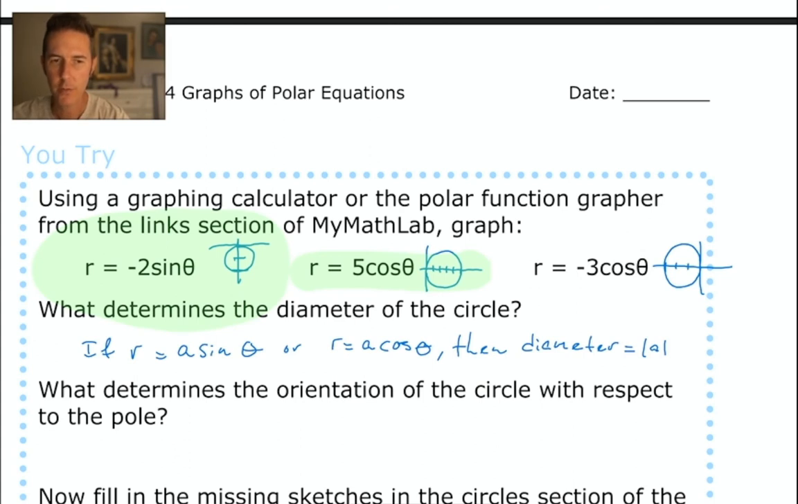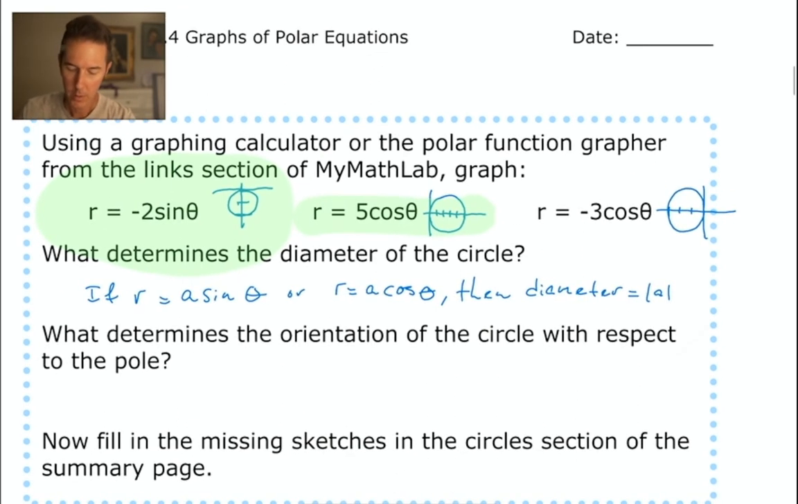What determines the orientation of the circle with respect to the pole? Sine versus cosine. And if our a value, the coefficient on our trig function, is greater than 0, or I guess we don't need the word if. Let's have this format kind of match up. And a is greater than 0 versus a being less than 0. So those are the two things that are determining the orientation.